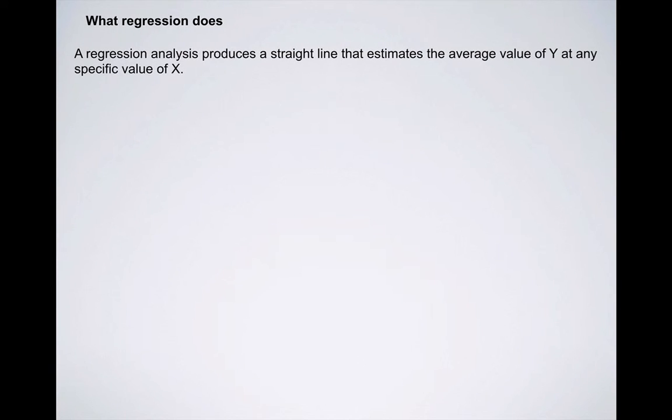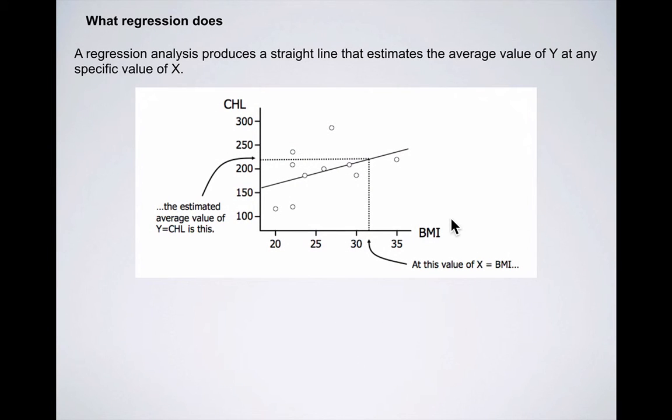And what regression does is it produces a straight line that estimates the average value of Y for any specific value of X. For example, if we've got this value, so this is approximately 32 for body mass index, we can make a prediction as to the cholesterol level for that particular individual. And so here it would be about 220.